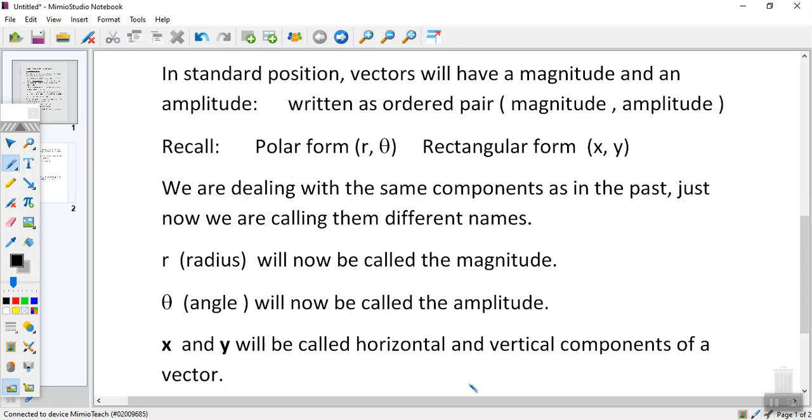All right, so in standard position, vectors are going to have a magnitude and an amplitude. We've already talked about that, written as magnitude, amplitude. And this is going to be in a polar form, where r is going to represent a radius and theta is going to represent an angle. Now, in rectangular form, back to a coordinate plane, we would always like to list them as an x, y coordinate. Draw a line from the origin to that coordinate. And here's how we're going to change this here, kids.